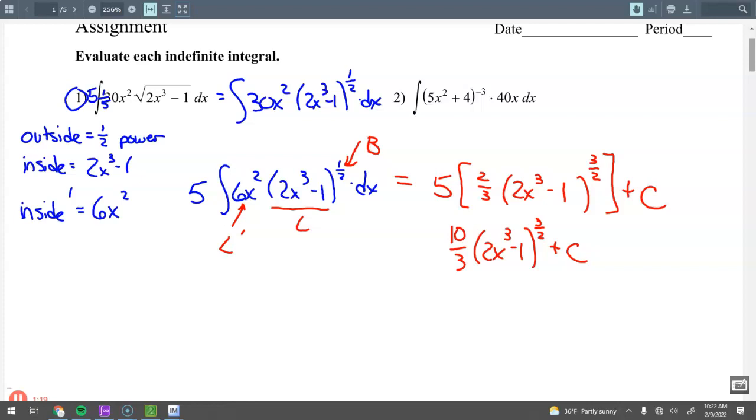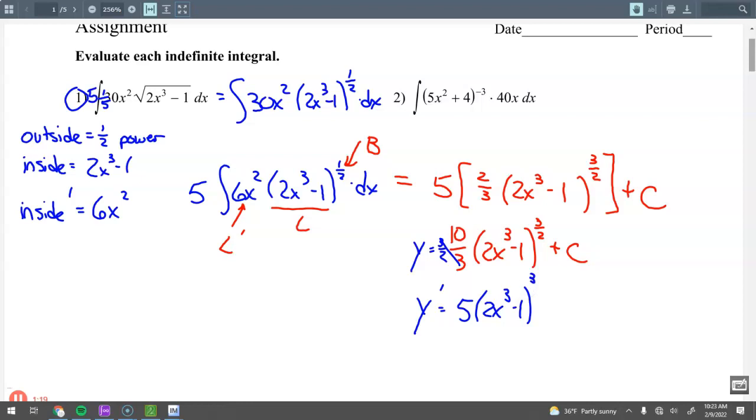So let's check our work here. If this is y, and I take the derivative of this, if I did it right, shouldn't I get that? Because derivatives and integrals are opposites. So take the derivative. What's 3 halves? Bring it down. 3 halves times 10 thirds. So those will cancel. You get 5.